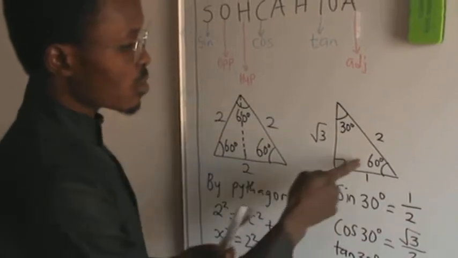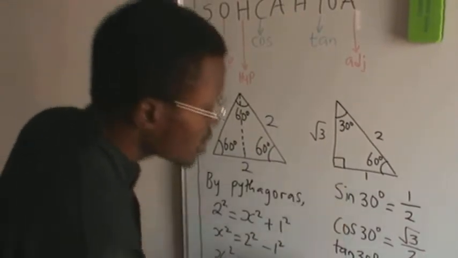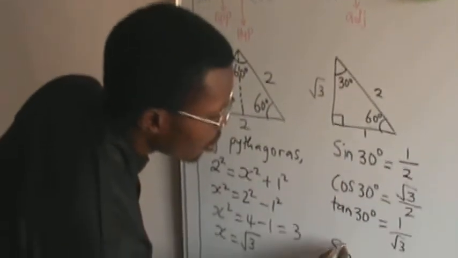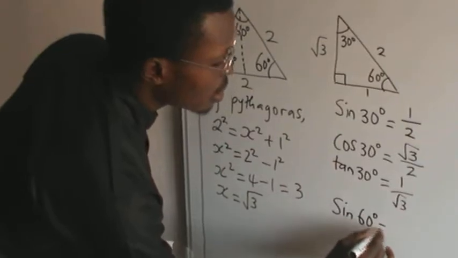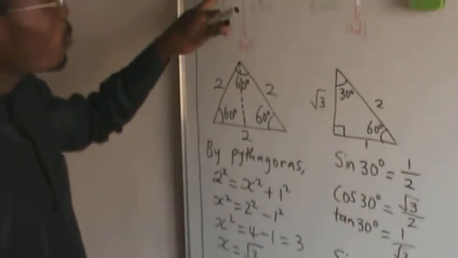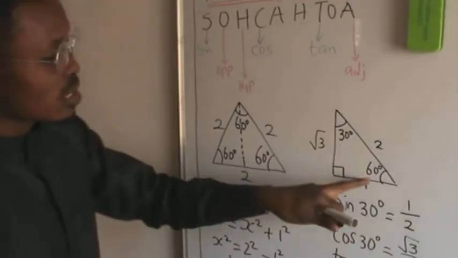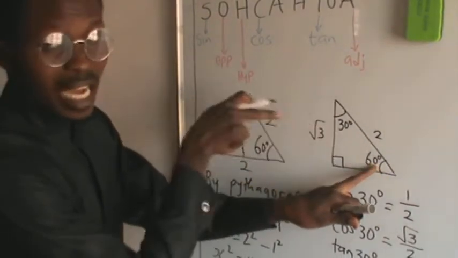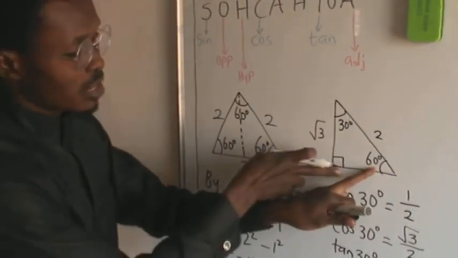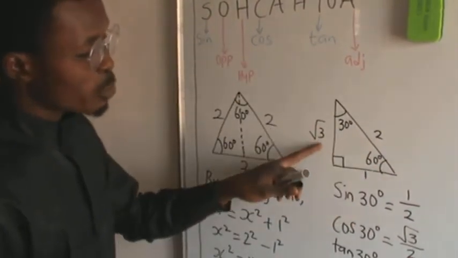Now let's go to 60 degrees. For 60 degrees, sine of 60 degrees. Sine is given by what? Opposite over what? The hypotenuse. This is 60 degrees. The side facing the angle becomes opposite, no longer 1 again, right? This is the side facing the angle. So this is the opposite side of 60.